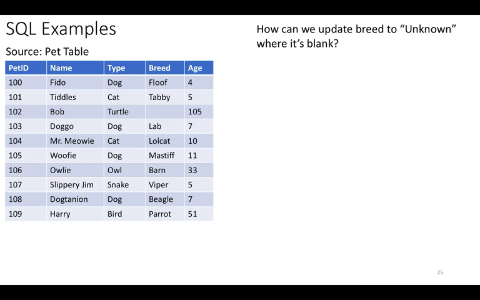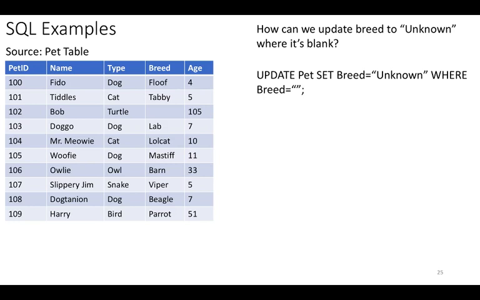Another example is Bob the turtle. We have no idea what his breed is. He's pet ID 102. And what I want to do is update the database, I want to update the breed to unknown wherever it's blank. Now the question I'm asking is not how do I update Bob or pet ID 102 to have an unknown breed. It's go through and anywhere it's blank, I want you to update it to be unknown.